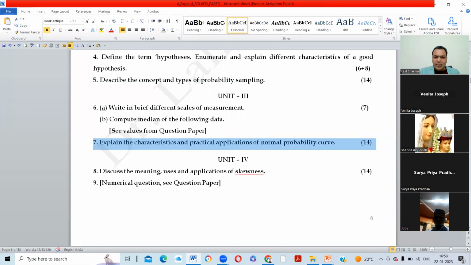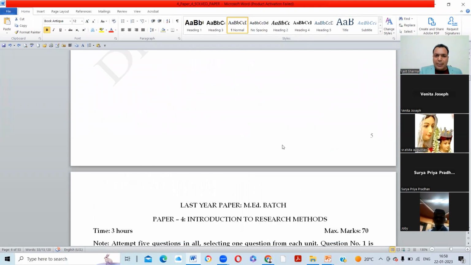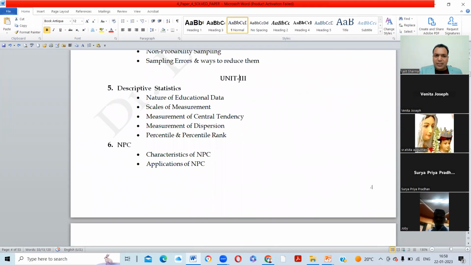Okay. Statistics part I'm not doing, right? Because if choice is given to go for the theoretical part, go for the theoretical part: explain the characteristics and practical applications of an NPC. Right, guys? This is Unit Three. You can see the syllabus also. In Syllabus Unit Three, there is one chapter fifth or one chapter sixth.